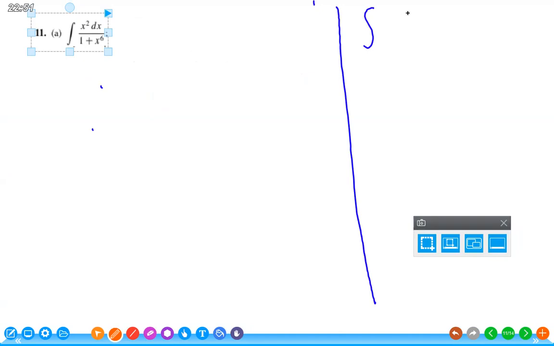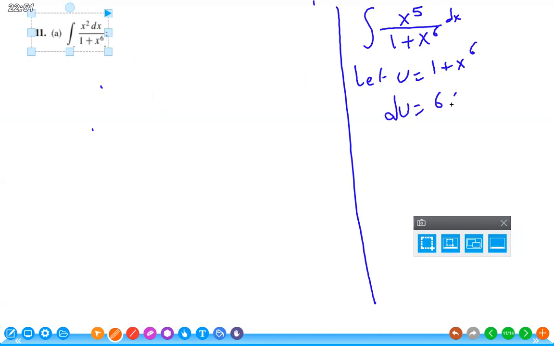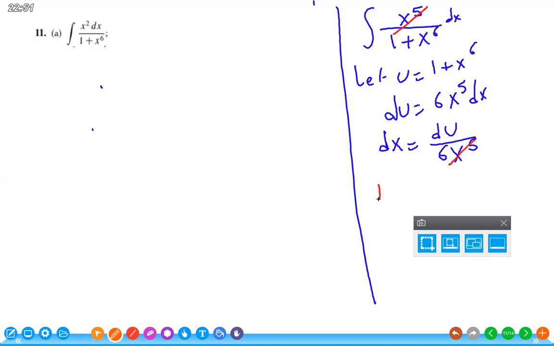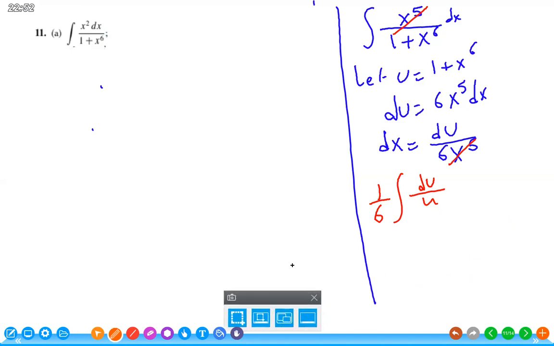Sometimes here, if we have the integration of x power 5 over 1 plus x power 6 dx, let u equal 1 plus x power 6. The derivative is 6x power 5 dx, so we cancel x power 5 with x power 5. If we solve for dx, it's du over 6x power 5. Simplifying, it will be 1 over 6 outside, du over u. Du over u is ln absolute value of u plus c. So the final answer is ln absolute value of 1 plus x power 6, and the answer must be in terms of x.